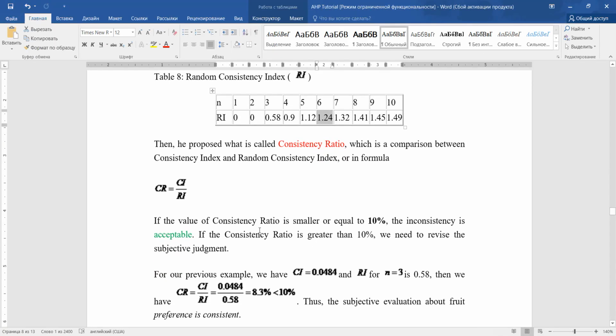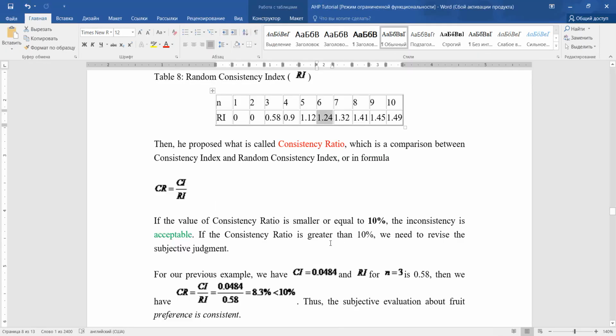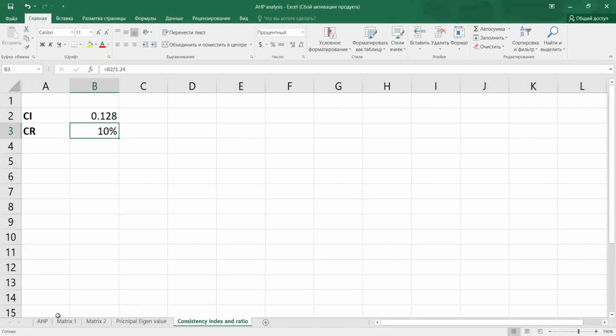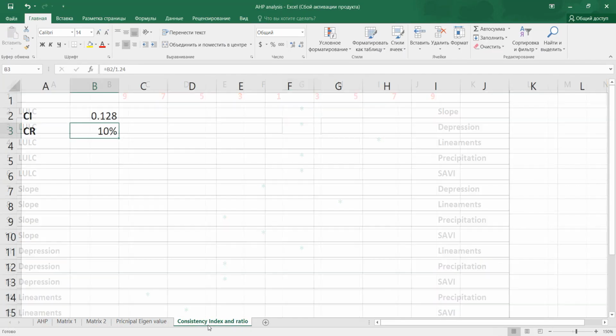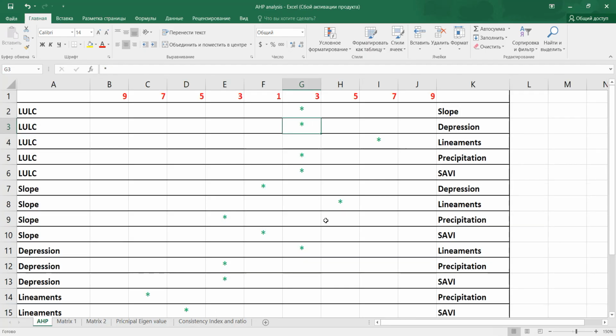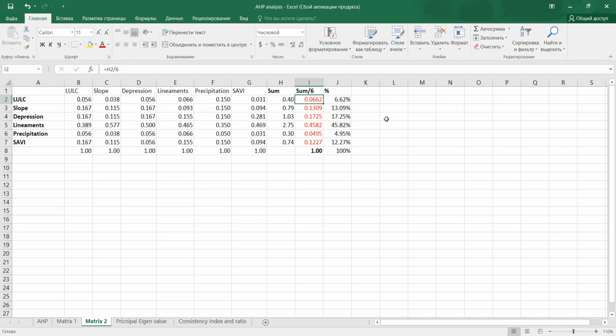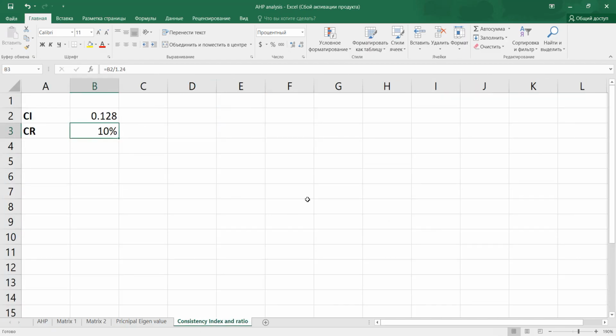So if the value of the consistency ratio is smaller than or equal to 10, the inconsistency is acceptable. So in my case, 10%. So my comparison matrix and in general the AHP analysis is consistent. So I was consistent in comparing layers with each other and calculating the whole reciprocal matrix and the percentages of them.